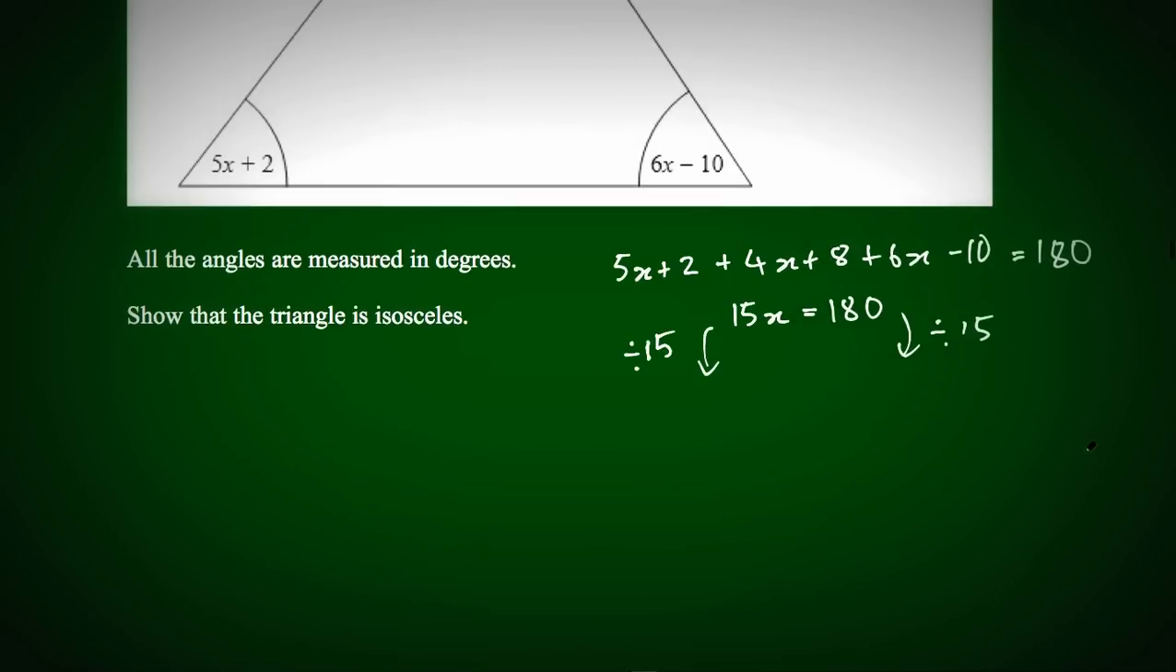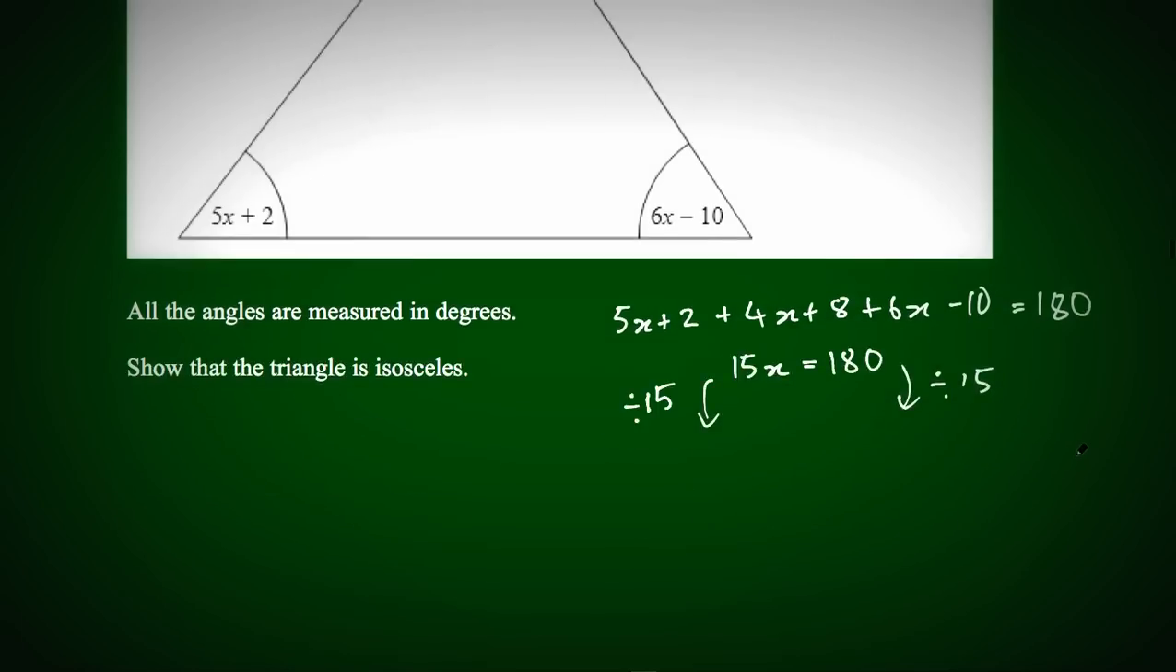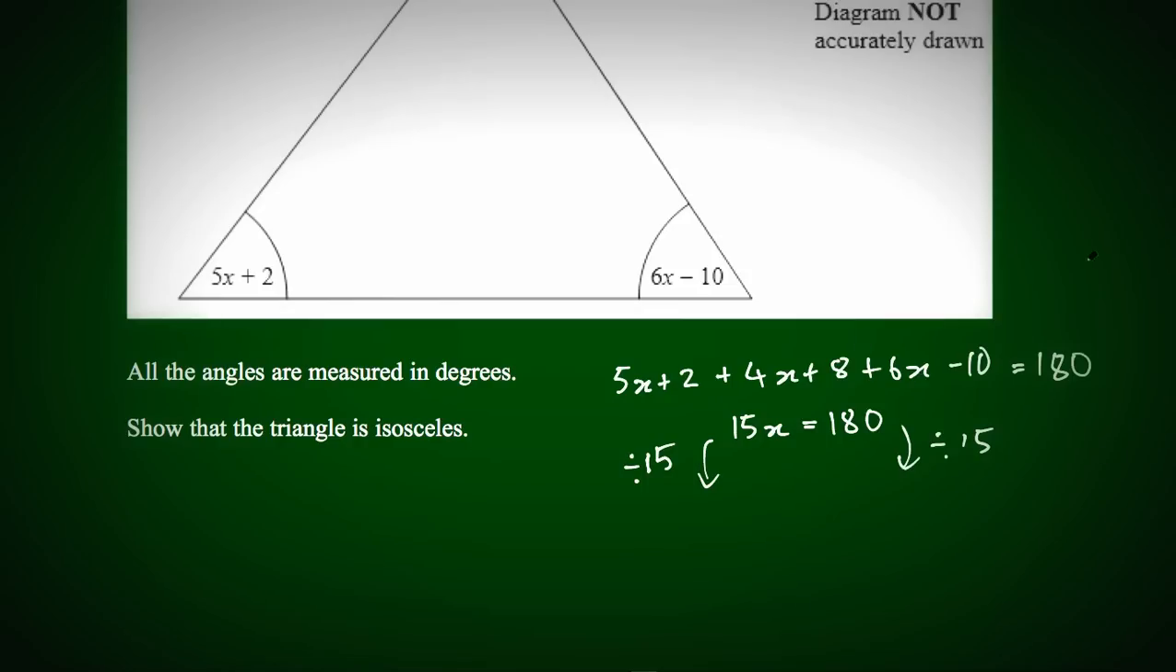15 goes into 180. I can check by doing a long division. Well, this is not long division, but bus stop method. 15 goes into 18 once, with a remainder of 3, and 15 goes into 30 twice. So 12 15s are 30. So that leaves me with x equals 12. 12 15s are 180. X equals 12.